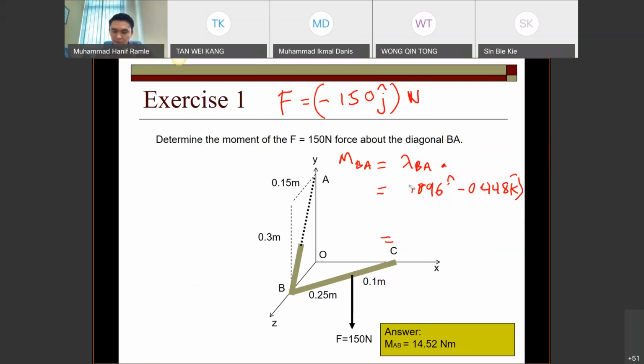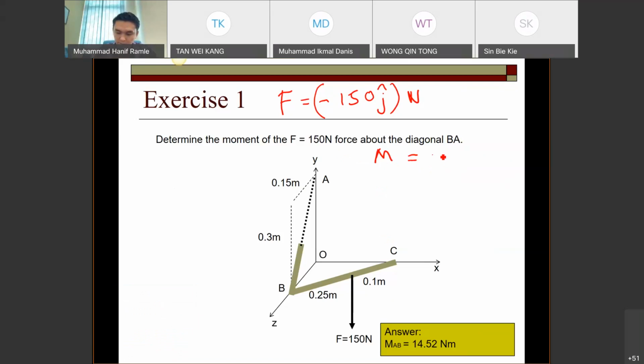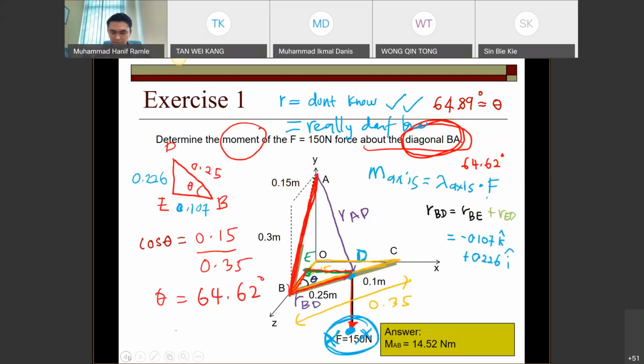So we have to find the moment about a point first, right? Yes, doctor. So let me repeat. Thank you. Who is this? Ikmal. Yes, doctor. Okay, thank you for reminding me. So you have to find the moment first. The moment about a point, R cross F. So R that we chose just now. Where is R? This R is 0.107.